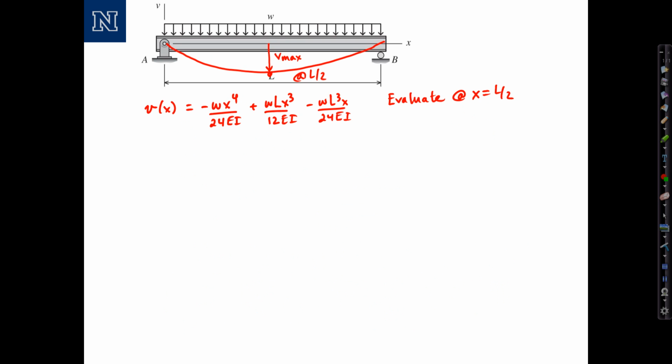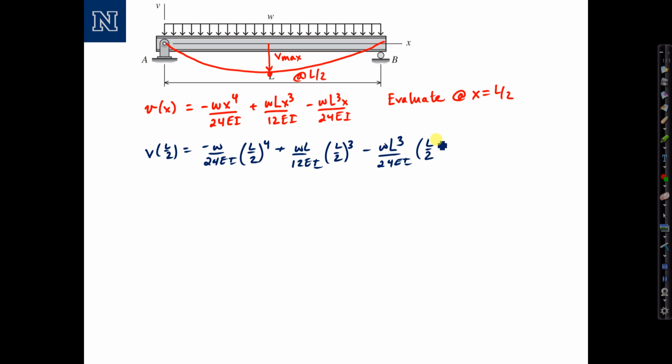The last step in the problem is to find the peak deflection. Peak deflection is going to occur at the midpoint, or at x equals L over 2, so we'll evaluate the beam equation, the deflection, at x equals L over 2. v of L over 2 equals negative w over 24 EI times L over 2 to the fourth, plus wL over 12 EI times L over 2 cubed, minus wL cubed over 24 EI times L over 2.